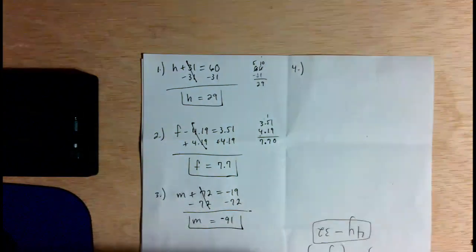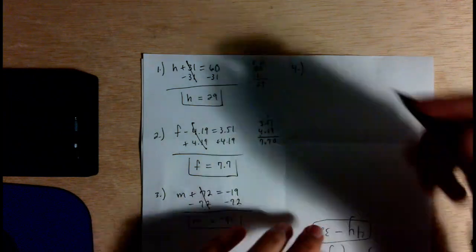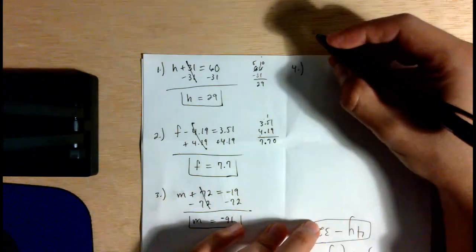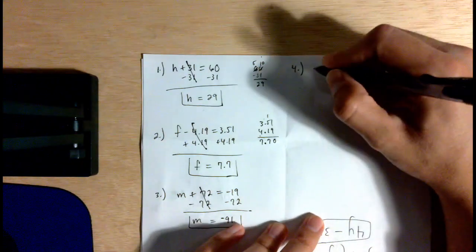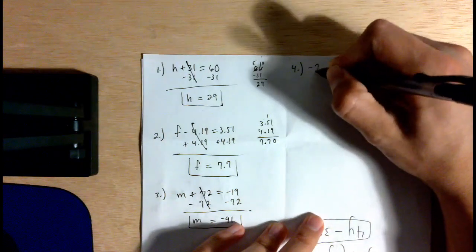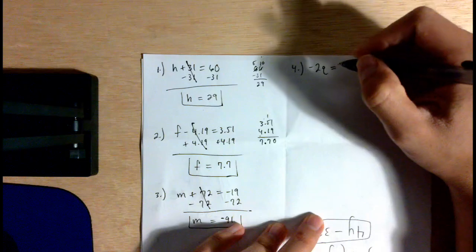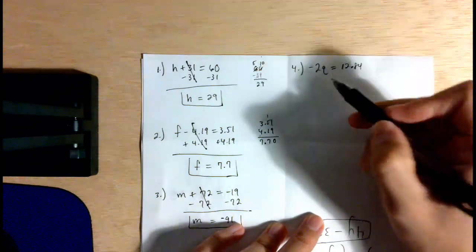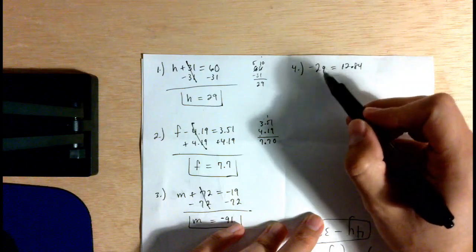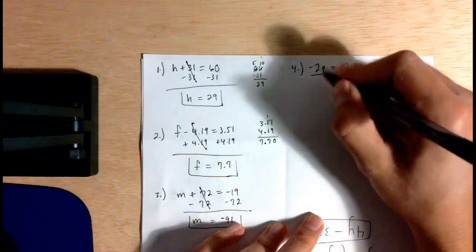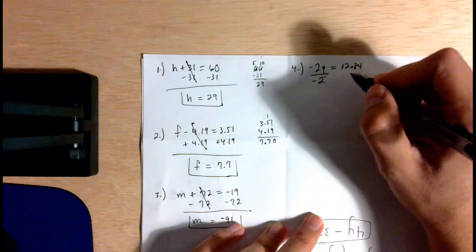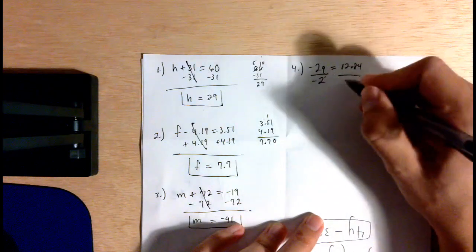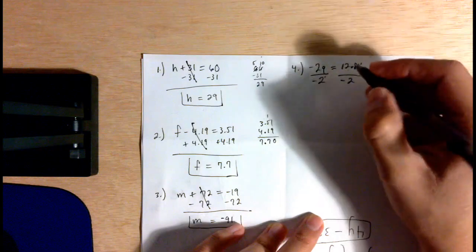Okay, number 4 deals with decimals. So we'll do this again, and we'll actually use a division problem instead. So negative 2q is equal to 12.84. Q is my variable. It's multiplying negative 2, so the inverse is going to be dividing by negative 2. Instead of writing the division sign, I'm going to write this fraction sign. Divide by negative 2 on both sides.